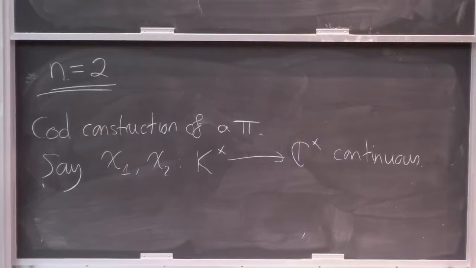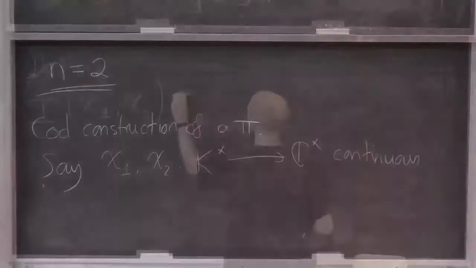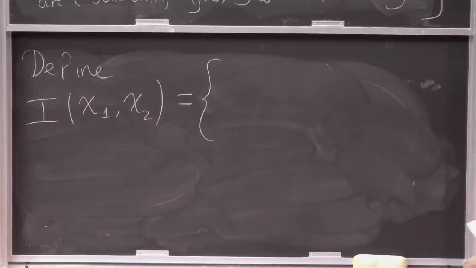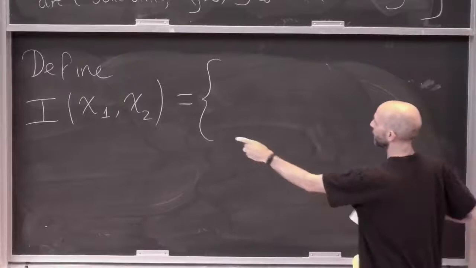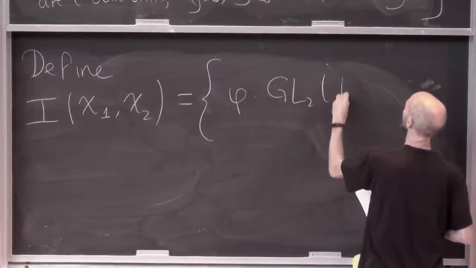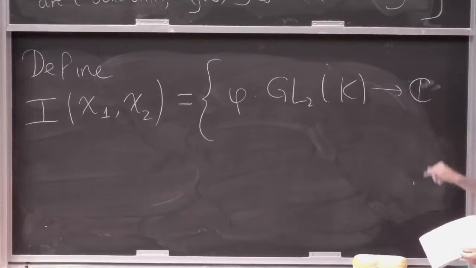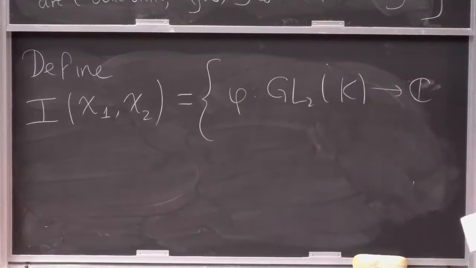And here's what we do. Let's define I of chi1, comma chi2 to be the following functions. So this is going to be a big complex vector space, and an element of this complex vector space is going to be a function from GL2 of K to the complex numbers. So maybe I'll just say that this is supposed to be a vector space. We have to work out how to add and multiply two such functions, and you do it on the target. Phi1 plus phi2 of x is phi1 of x plus phi2 of x, and lambda times phi1 of x is lambda times phi1 of x.